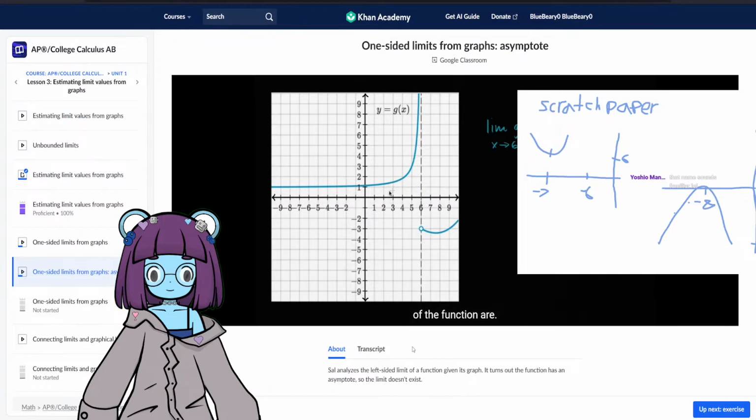From the left, the function so kind of just continues.